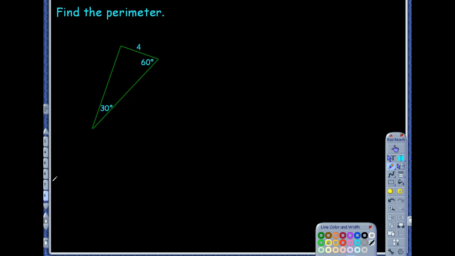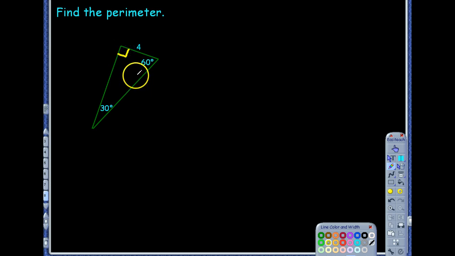This one says find the perimeter, which we'll get there in a minute. But let's first just ask ourselves the same question. Is this a special right triangle? It is. And what kind of a special right triangle is it? It's a 30, 60, 90, because they give you the 30 and the 60. Obviously, it's a triangle, so what's left has to be the 90.